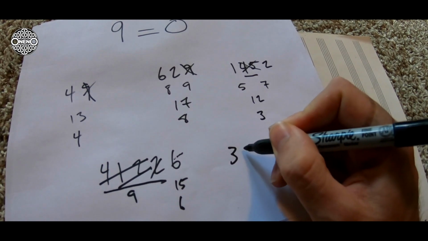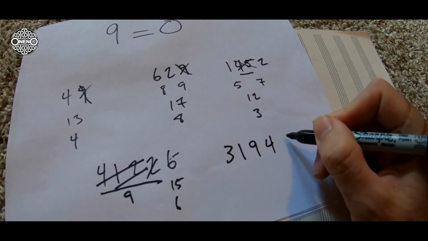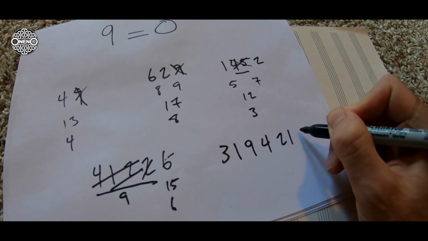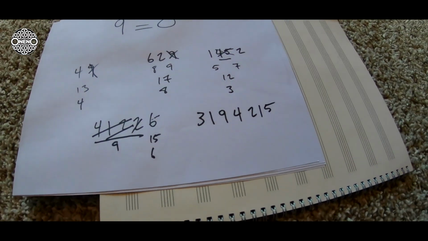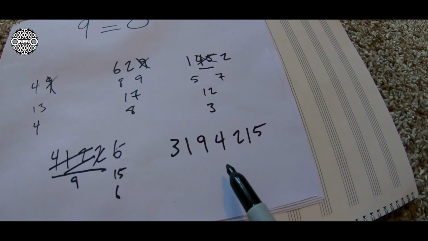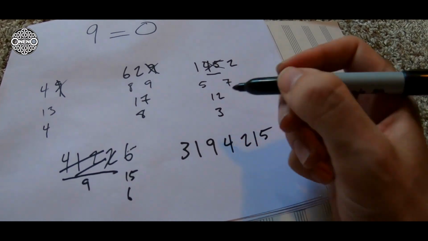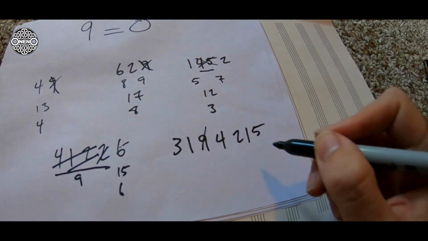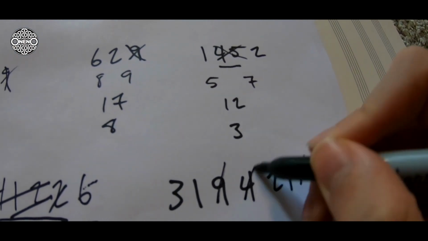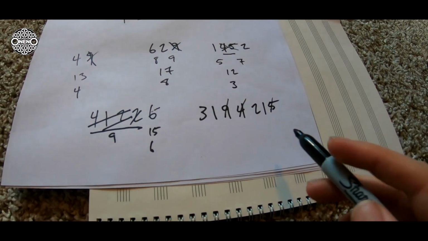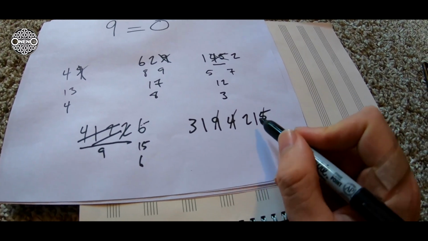So let's do 3, 1, 9, 4, 2, 1. Let's do a 5. Okay, so let's find all of the 9s in here first and take them out of our equation. So we're going to take out that obvious 9. We're going to take out the 5 and the 4 because these equal 9. And then we have 2, 1, 1, 3. So this is going to be 3.